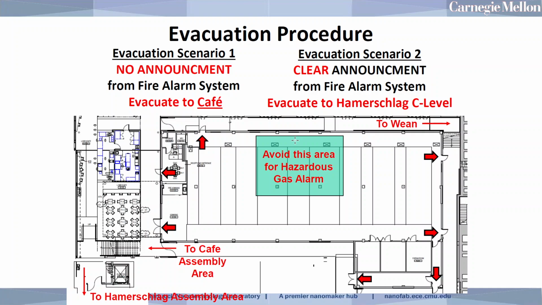So the rule of thumb here is if you are located in bays 1, 2, or 3 and the fire alarm goes off, you'll exit on the left side of the lab here. And if you're in bays 4, 5, or 6, you're going to be on this side of the lab. You can exit out one of the alternate egress paths here.